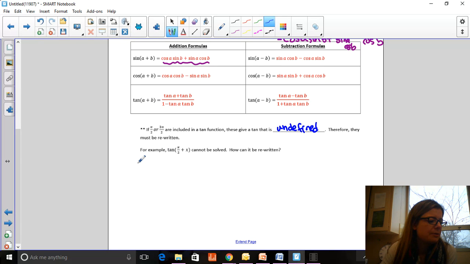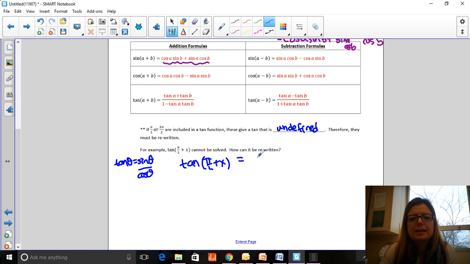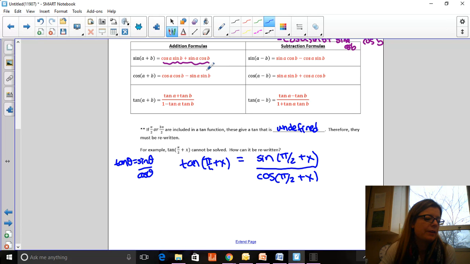Okay, so you have to use the fact that tan theta can be rewritten as sine theta over cos theta. So that means that tan of pi over 2 plus x can be rewritten as sine of pi over 2 plus x divided by the cos of pi over 2 plus x, okay? So this is just sine A plus B, and this is cos A plus B, so we can just go back to our addition formulas and fill that in.